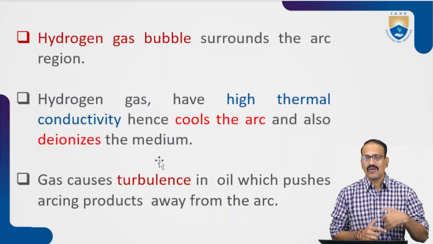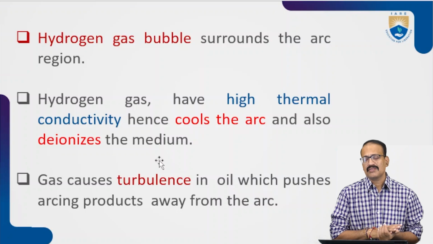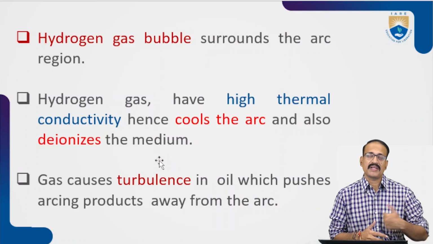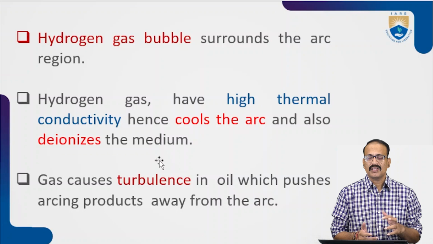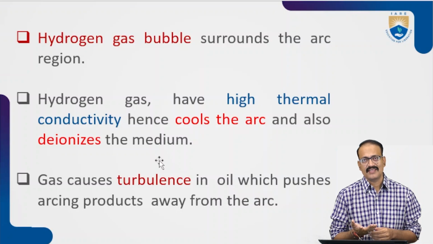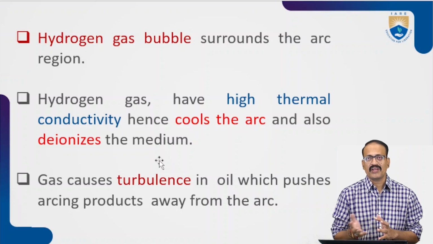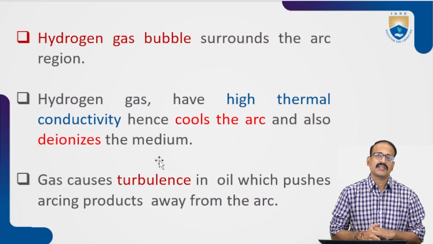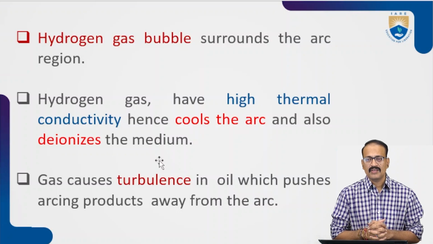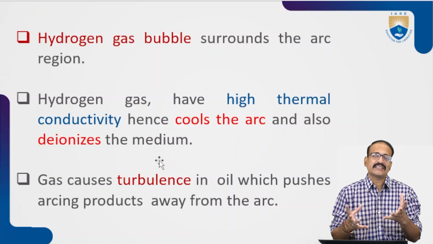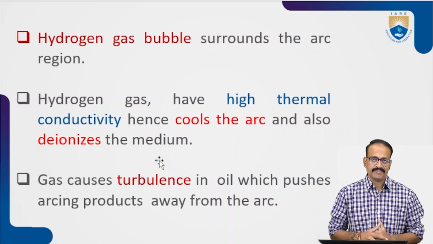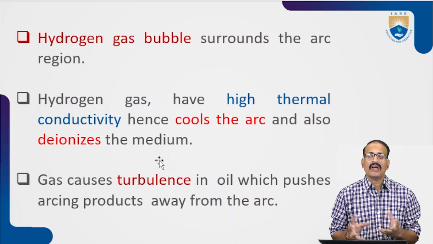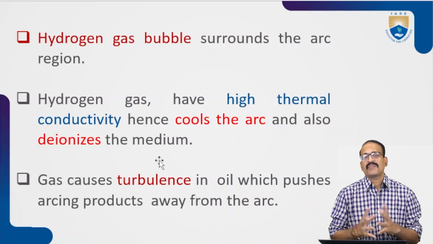This hydrogen gas has very high thermal conductivity, so it cools and deionizes the medium, which is very important. It not only cools but also deionizes, so there is no chance for restriking of the arc. The other thing is that the gas causes turbulence. Because of this turbulence, the particles which were responsible for the arc will be moved away, thrown away from the arc.